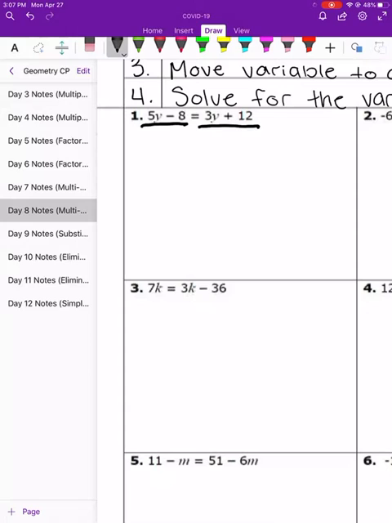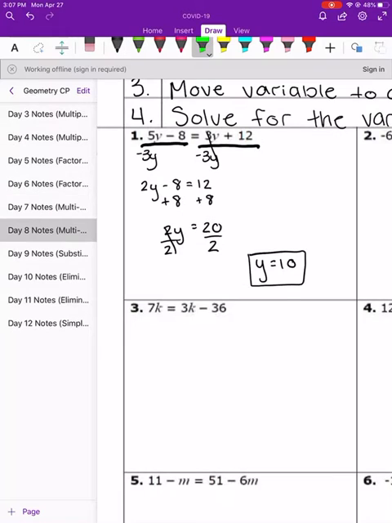Okay, so next step is to move a variable. I will always move it to the left. So that means I'm going to take my 3y on the right and move it to the left. So minus 3y. So 5y minus 3y is a 2y minus 8 equals a positive 12. And now you're right back where we were on day 7 notes. So I'm going to add my 8. So 2y equals 20. Divide by 2 for my last step. And that means that y equals 10.